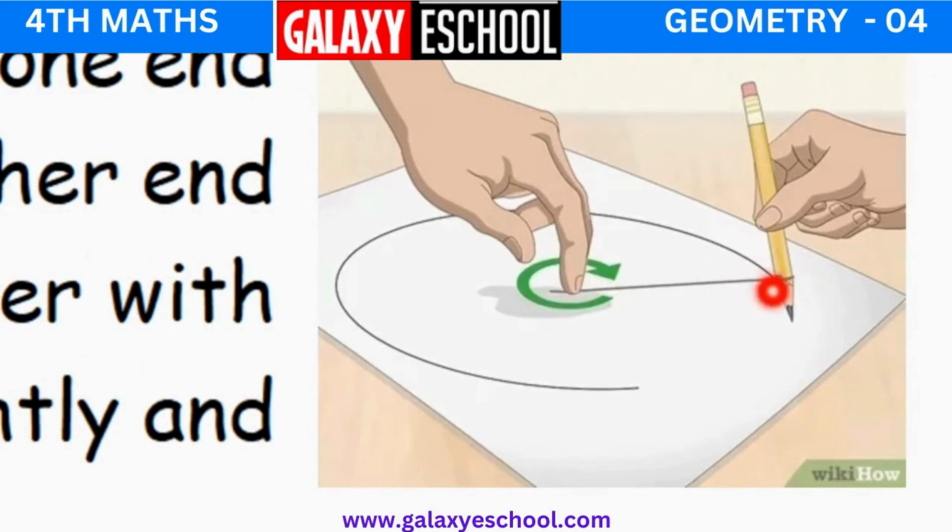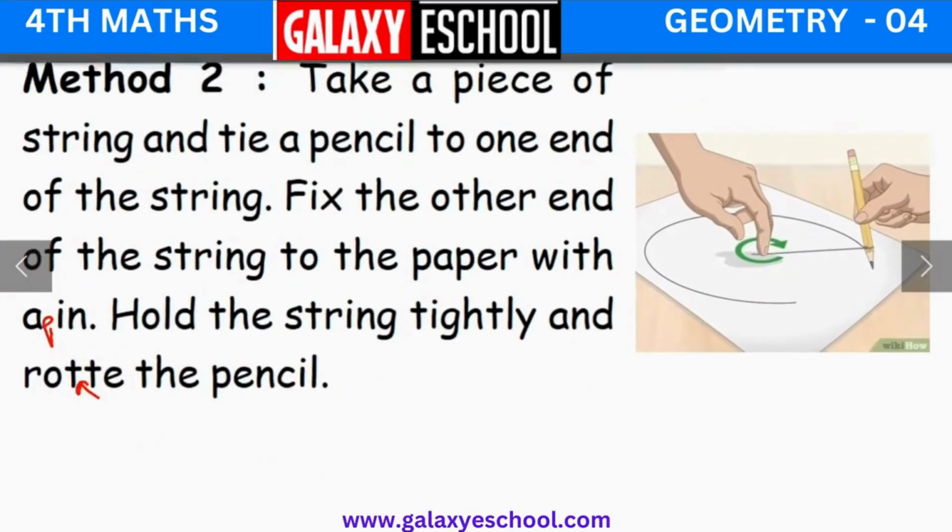When we take a piece of thread, we will have two ends, right? One end we have to tie to the pencil like this, and the other end, if you have a pin or something with which you can pin the thread tightly to the paper, you can do that. Else, like this, you can keep your finger on the thread, hold it tightly, and with the help of the other hand hold the pencil and then start rotating. When you start rotating, the pencil will draw a circle along the rotation.